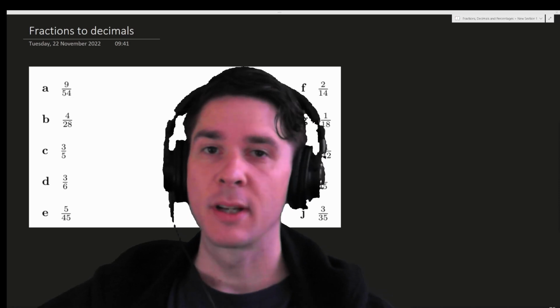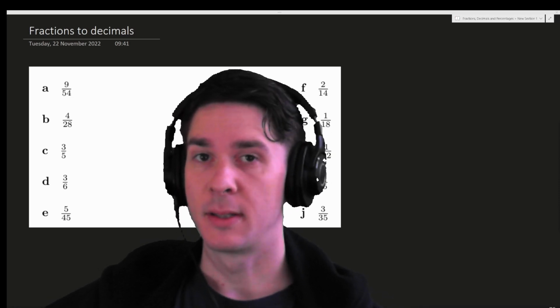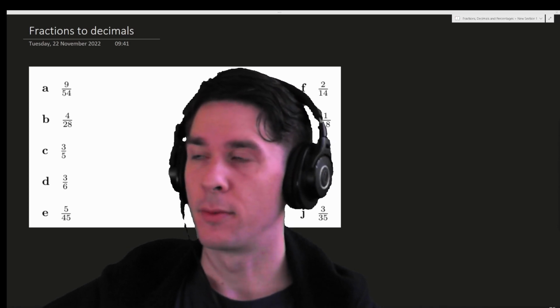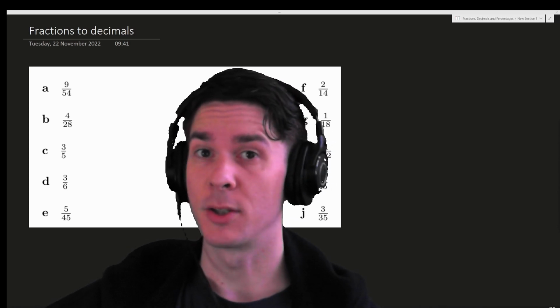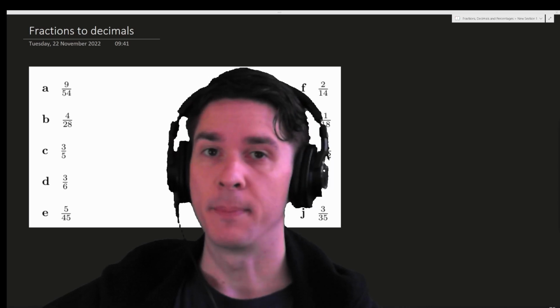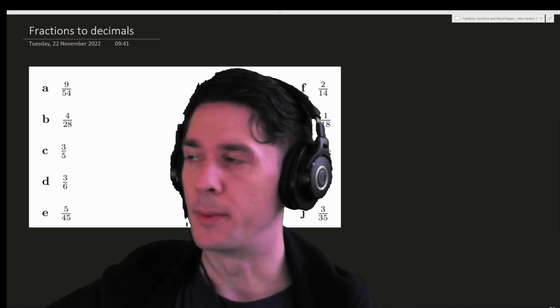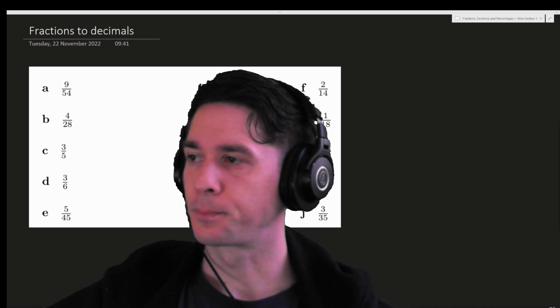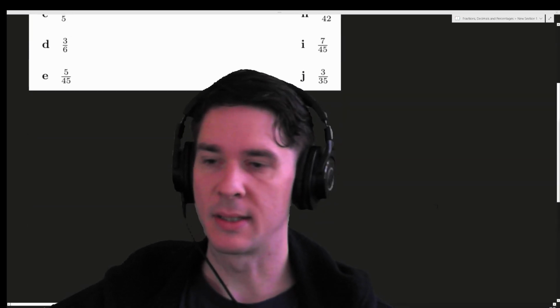Hello. Let's look at how to convert fractions to decimals. Converting fractions to decimals is one of the harder conversions that we have to do with fractions, decimals, and percentages, but the steps are relatively straightforward. Essentially, we need to remember that a fraction is a division. So let's look at a simple example.